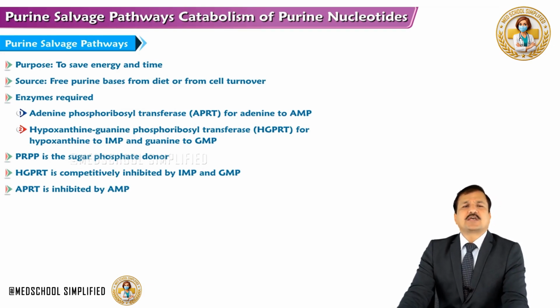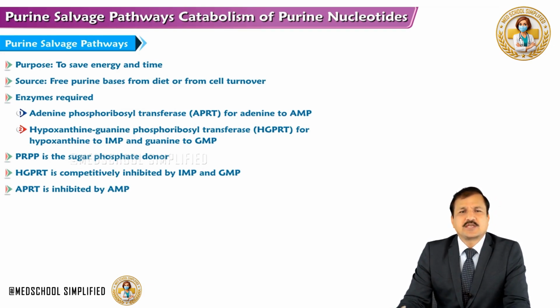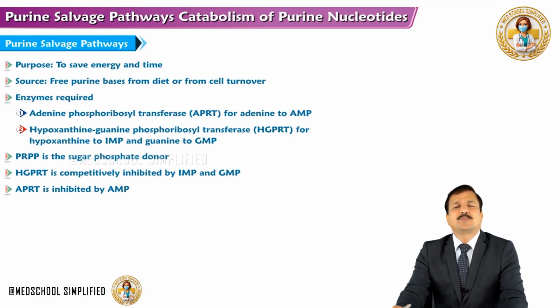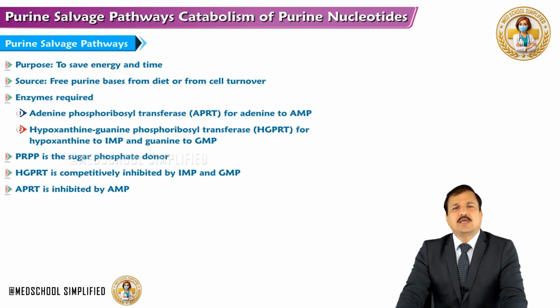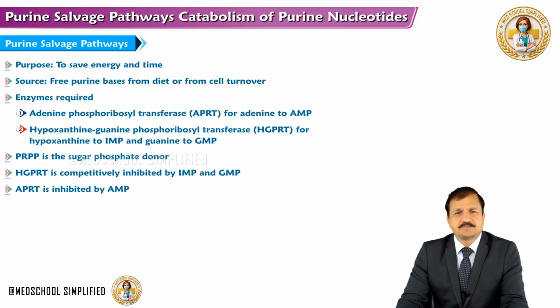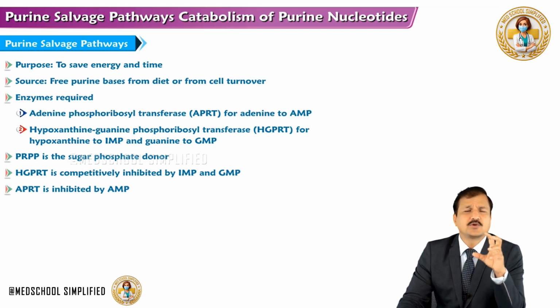The purpose of the purine salvage pathway is to save energy and time, because when a purine ring is synthesized by de novo biosynthesis of purine, it takes about 13 reactions and 7 molecules of ATP to make inosine monophosphate. And from inosine monophosphate to go into adenosine monophosphate or guanosine monophosphate, it takes an additional 2 reactions. So that means it takes a lot of energy and time to make a purine ring by de novo biosynthesis.